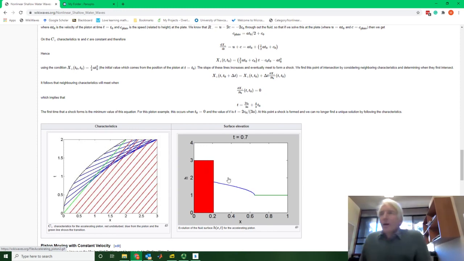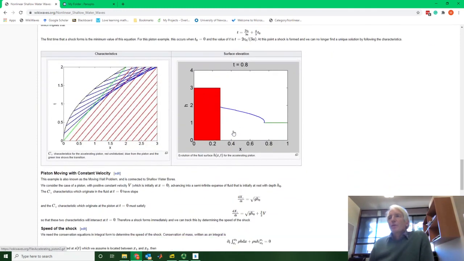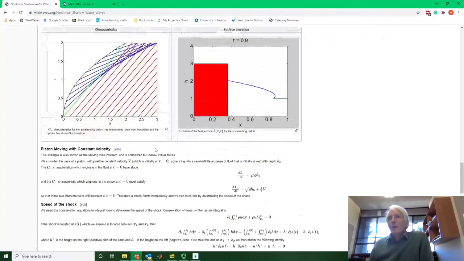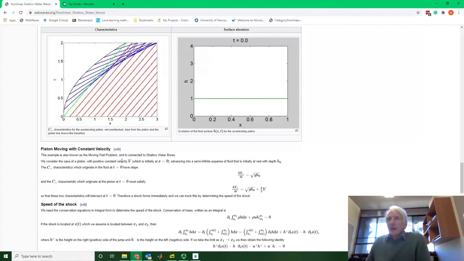Okay, I've gone on a lot, and I don't want to talk about this piston moving with constant velocity, I'll just talk you through that. If you get it moving, it's a simpler case, and with the characteristics, you get a shock forming straight away, and you can get this simple expression here for the characteristic that comes from the piston. I'm not going to talk about that, it's in the notes there.